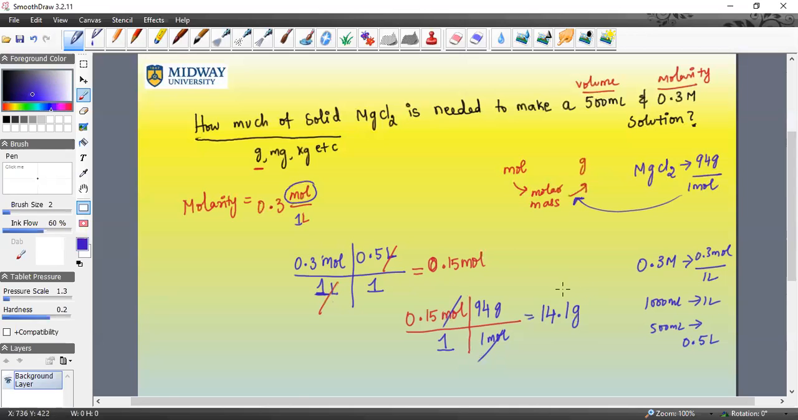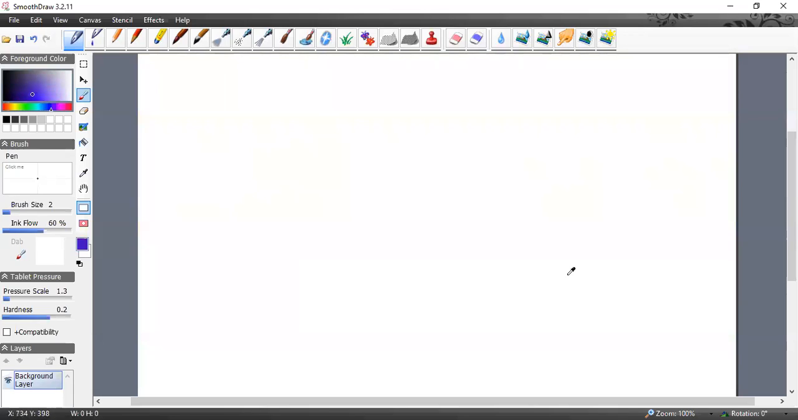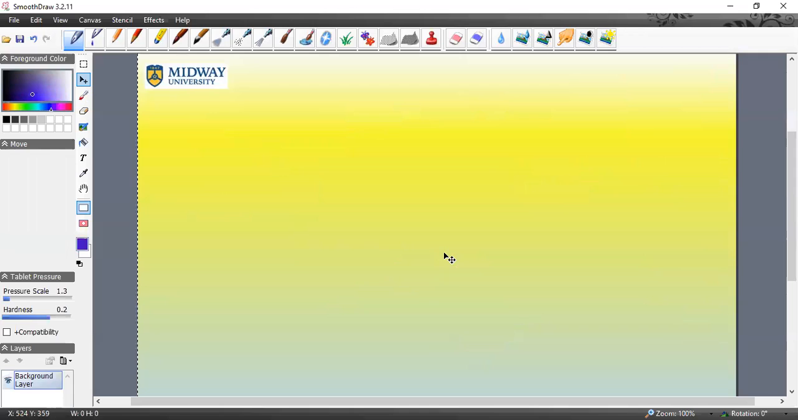Right? This is just another variation of the same concept. Good. Now let's look at something else that I've been meaning to show you, and that is dilution.